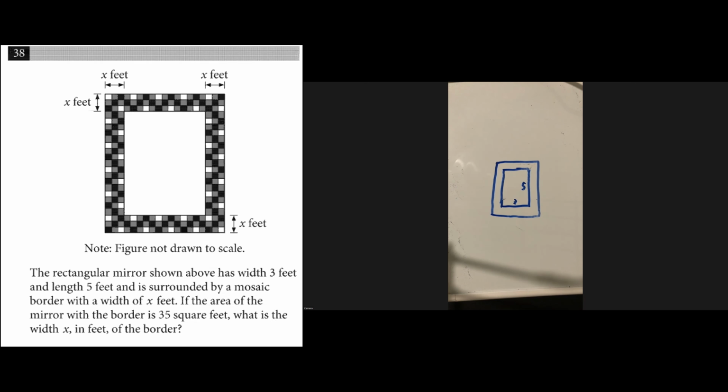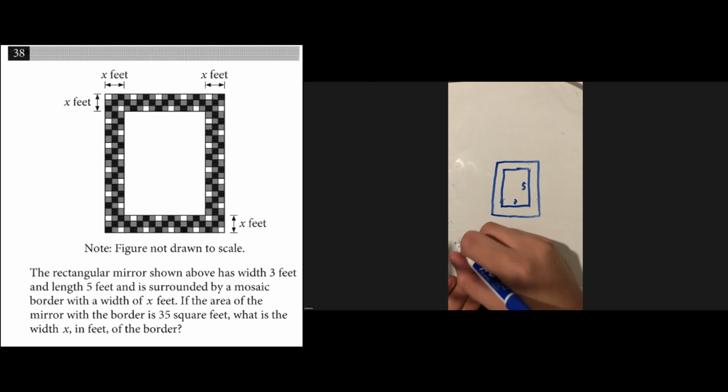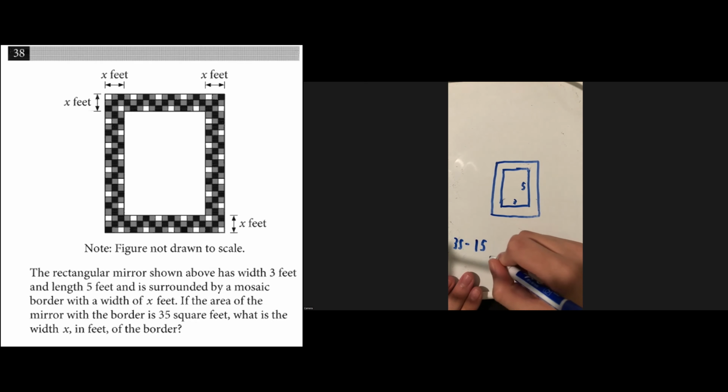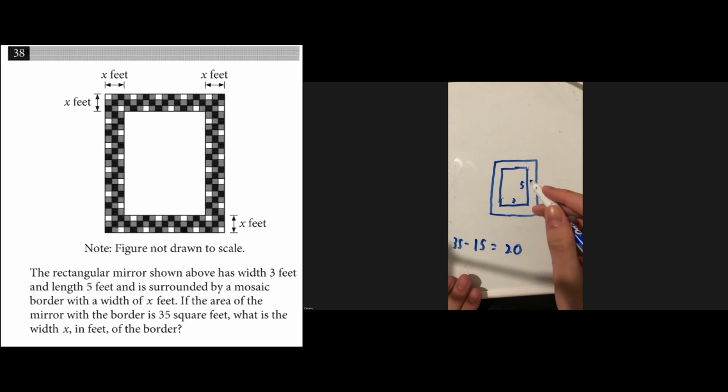Okay, so for this one, we're given that there's a mirror with a width of 3 feet and a length of 5 feet, and the area of the entire thing with the border is 35 square feet. And so first we just have to find the area of the mirror, which is 15. And we know that the area with the border is 35. So we have 35 minus 15 is equal to 20. So we know that the area of the border is 20.